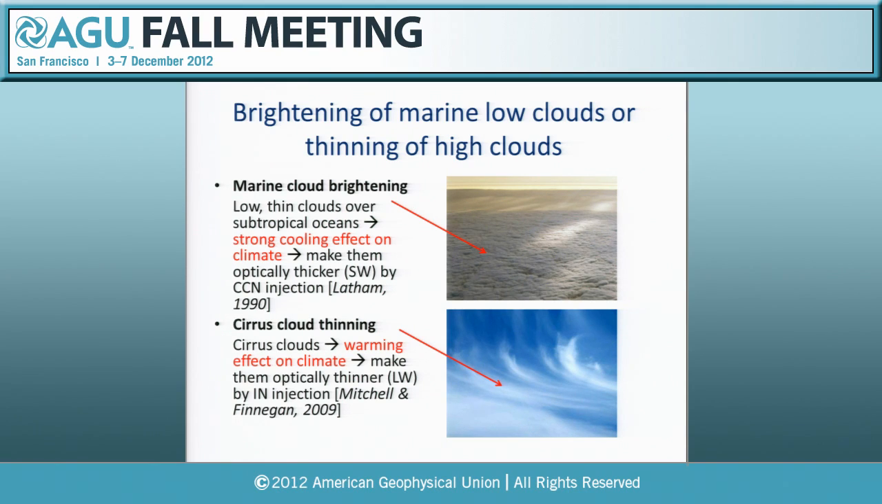their cooling effect. And then we have this more recent idea of cirrus cloud thinning, which acts in the long wave, not the short wave. This was suggested by David Mitchell in this paper here in ERL. These cirrus clouds tend to have a warming effect on climate. So the idea here is that if we can make them optically thinner by injection of ice nuclei, and I'll explain in a moment how that works, then that might also have a cooling effect.